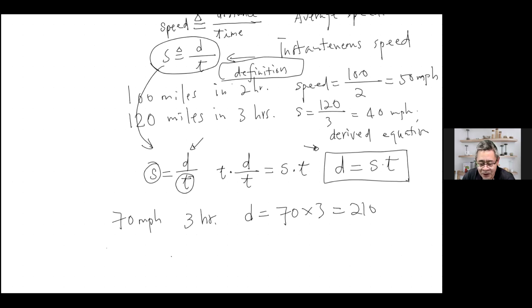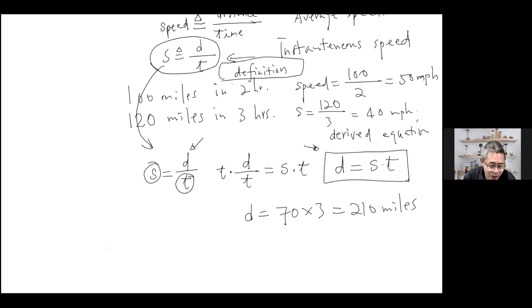Now this makes sense because 70 miles per hour means that each hour we can go 70 miles. So we got 3 hours, of course, it will be multiplication, 3 times 70. First hour is 70, second hour is 70, third hour is 70. Instead of 70 add 70 add 70, we just say 3 times 70. That's why we have multiplication. It just makes our life a lot easier. Okay, so that's how we find distance.